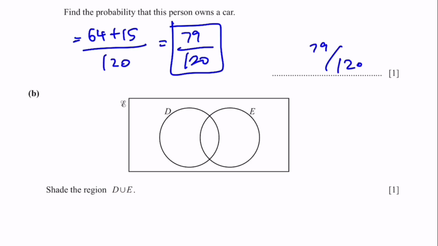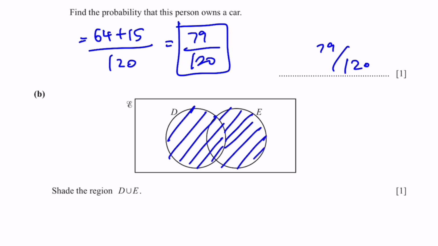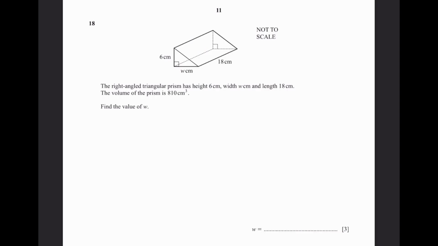B. Shade the region D union E. So that means everything inside the circles D and E. So we can shade the region like that. Everything inside both circles D and E. That's the answer. Question 18.